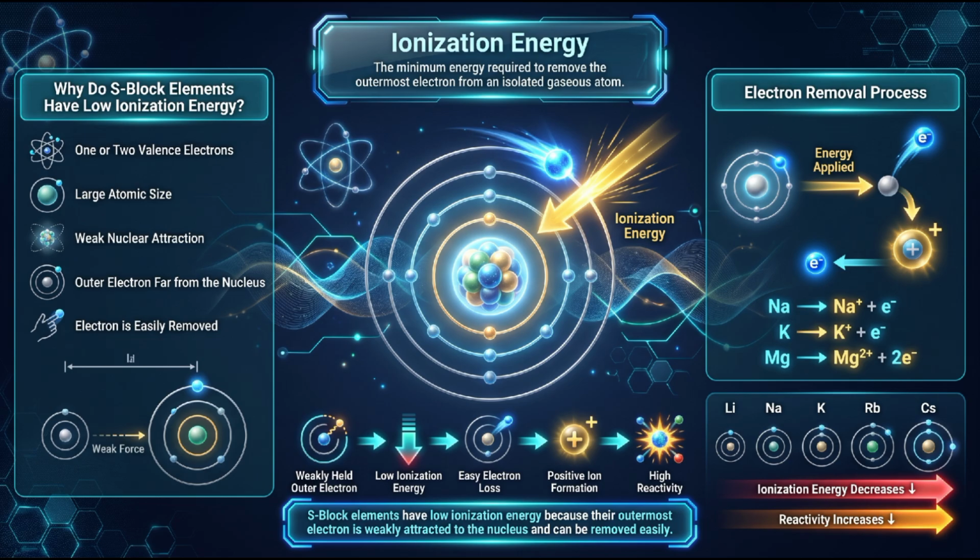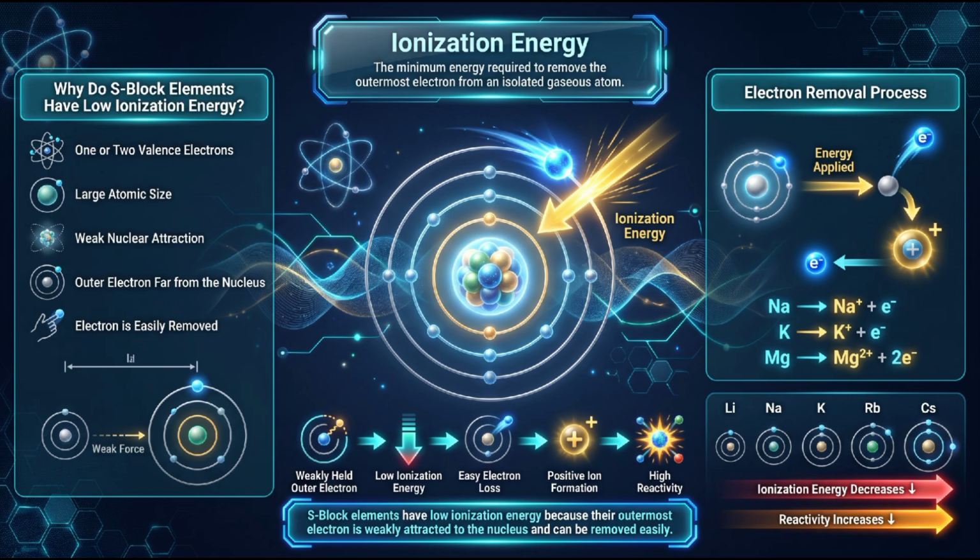The image also shows another arrow labeled reactivity increases. This illustrates the direct relationship between ionization energy and chemical reactivity. As ionization energy decreases, electrons become easier to remove. When electrons are removed more easily, metals react more readily. Therefore, reactivity increases down Group 1.